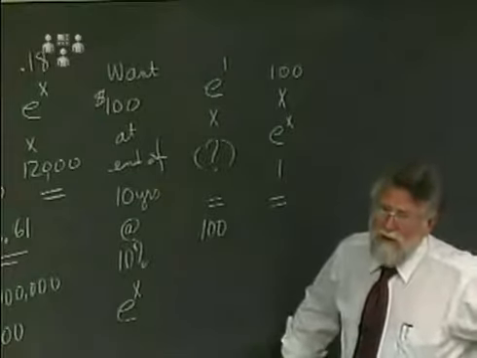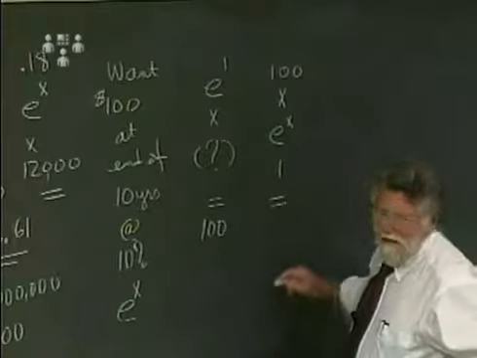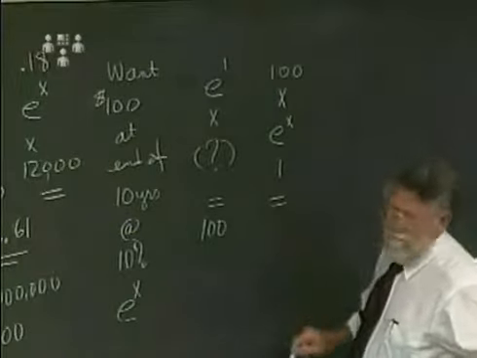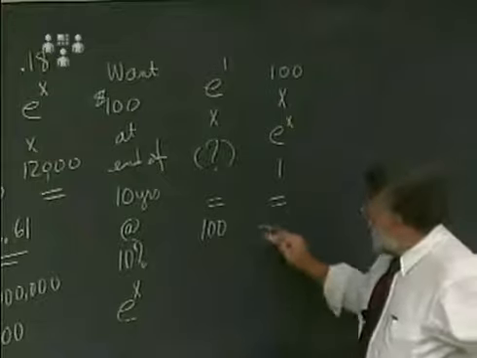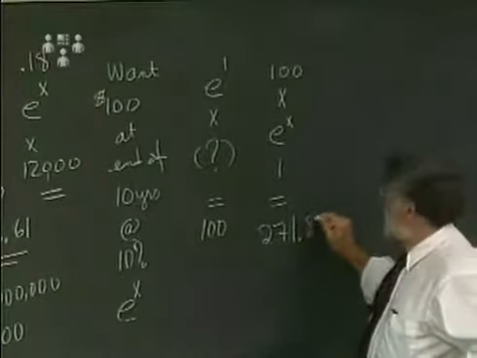E to the 1 should be 2.718. So 27128. No. $271 and how much? 82 cents.